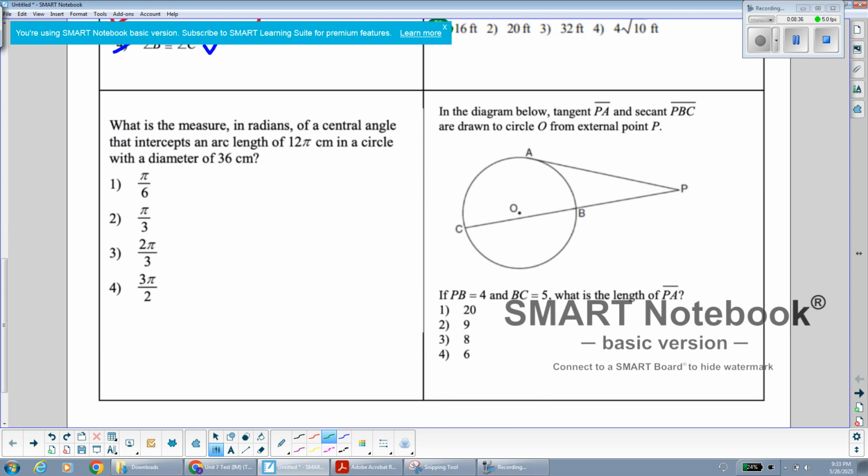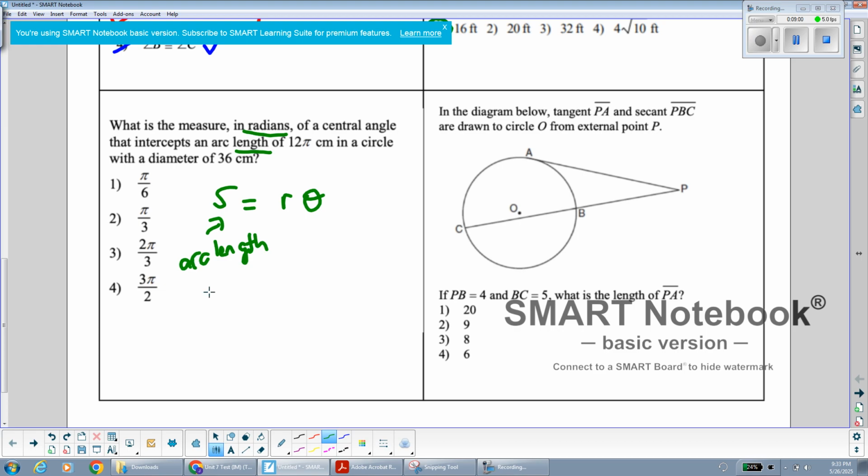Okay, we're talking about arc length in radians. So I'm going to use my formula, S equals R times theta. Remember, S means arc length. I know it's an S, don't think it means sector area, it means arc length. And remember, in order to use this formula, the angle needs to be in radians, or you need to want your angle in radians, because it will give you an angle in radians.